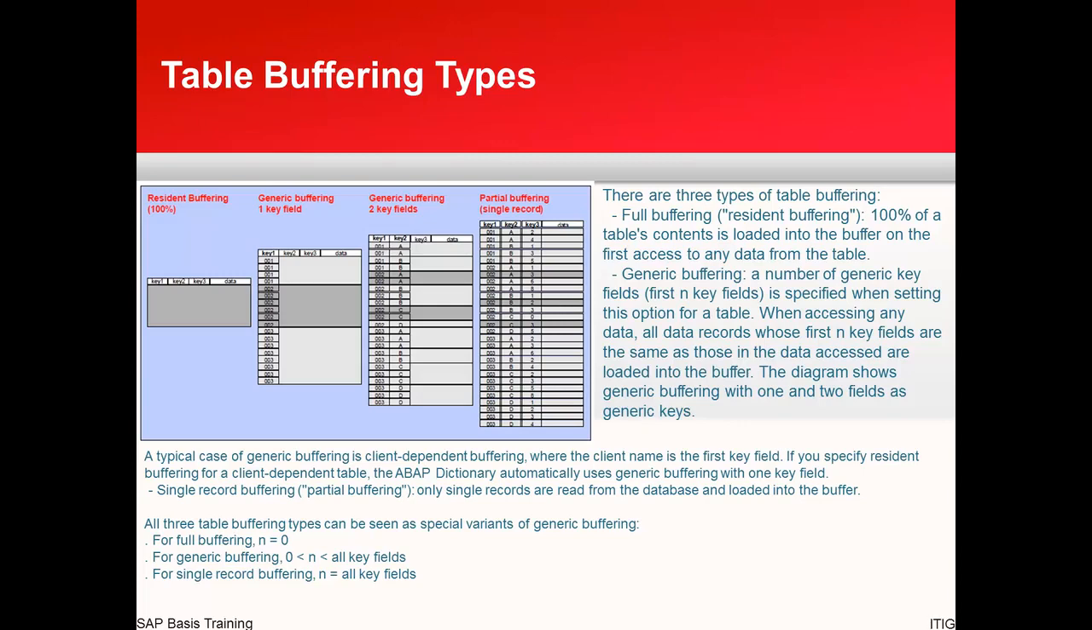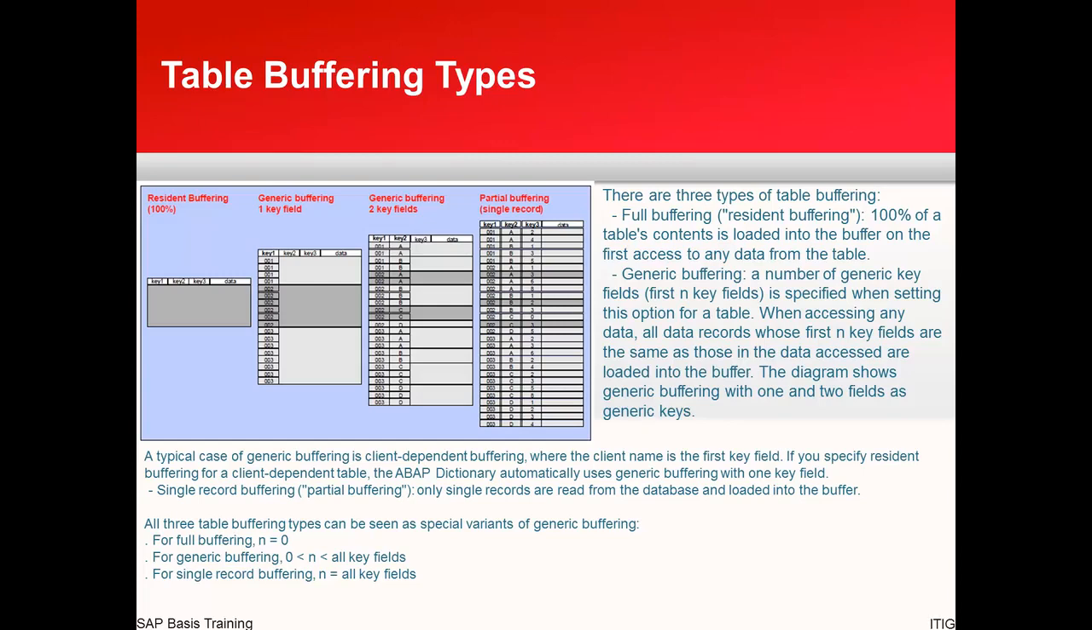In generic buffering, you can specify a number of generic key fields, say the first n key fields, and only those key fields are buffered. A typical case of generic buffering is client dependent buffering, where the client name is the key field. If you specify resident buffering for a client dependent table, the ABAP dictionary automatically uses generic buffering with one key field, that is single record buffering. So all three table buffering types can be seen as special variants of generic buffering.